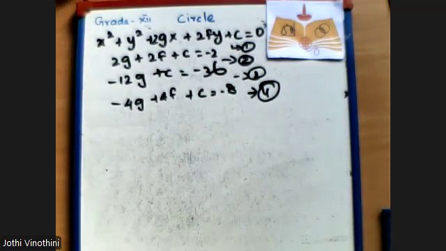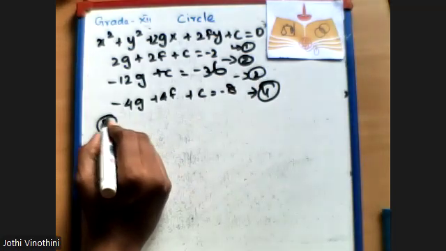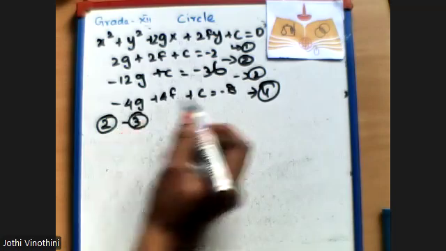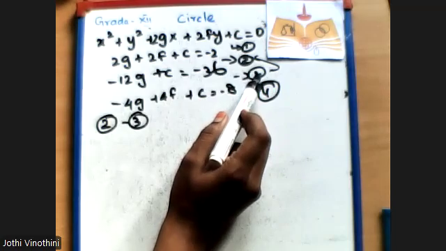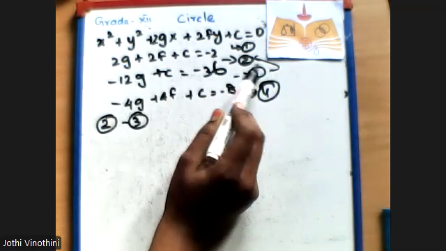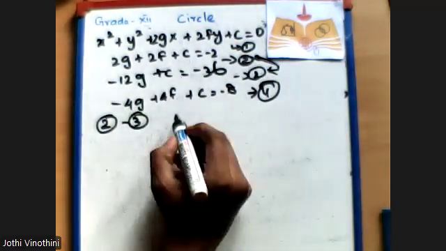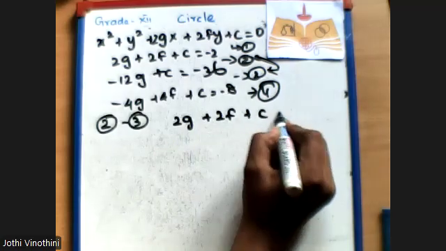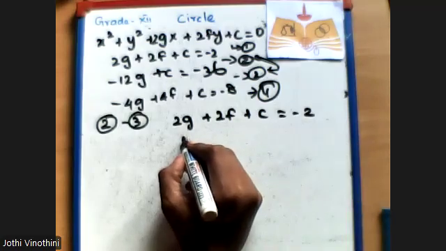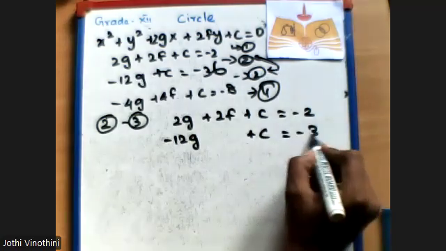Okay. So for solving purpose, I'm going to take these two equations first. I'm going to subtract 3 from 2, so it will be 2 minus 3. Next will be 2 minus 4. So what is equation 2? 2g plus 2f plus c equals minus 2. What is equation 3? Minus 12g plus c equals minus 36.